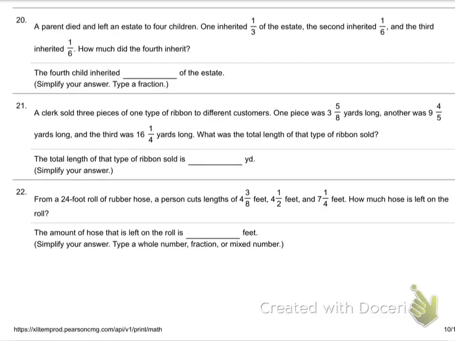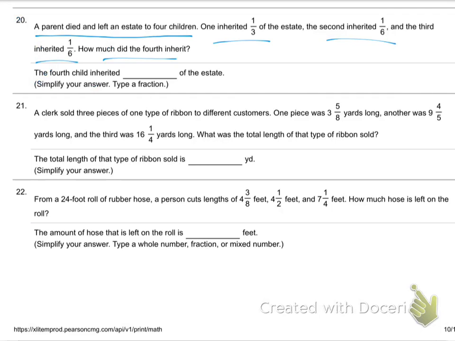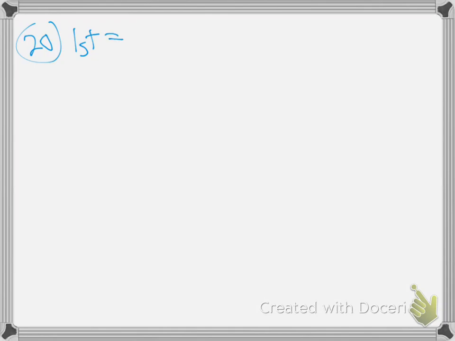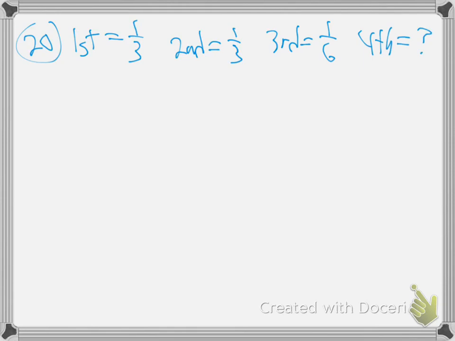20. A parent died, left an estate to 4 children. One had a third, one had a third, one had a sixth. Let me write it out a little bigger for you. So basically, there's an inheritance, an estate. The first child got a third, the second got a third, the third got a sixth. What portion of the estate was left for the fourth child?